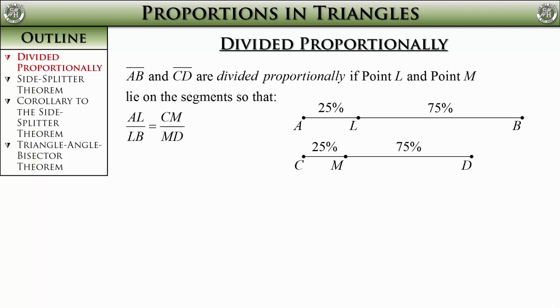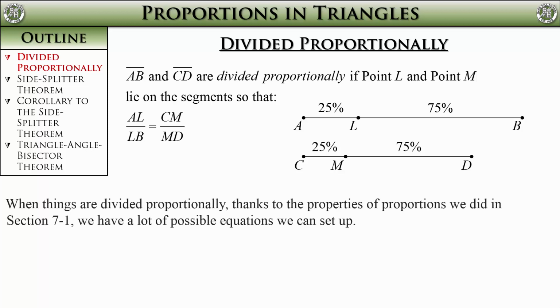It certainly doesn't mean that the 25% pieces are the same size. They clearly aren't. It's just that there is the same percent of the line segments on that side. That usually makes it much clearer for students exactly what it means to be divided proportionally. We cover three theorems this section, which end up with pieces that are divided proportionally.